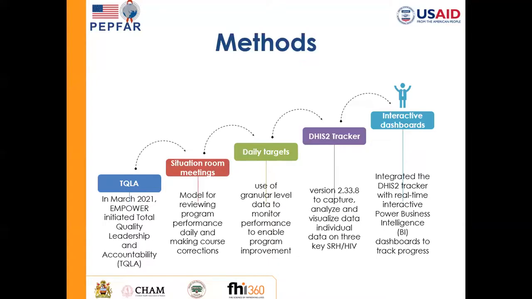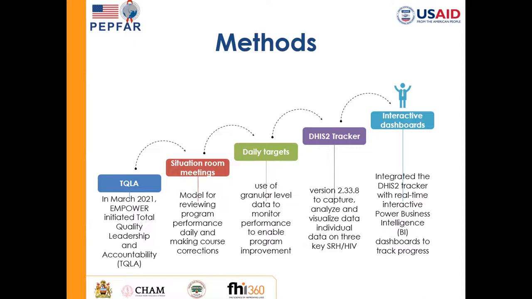And then in terms of the methodology, the project actually started in 2020. But in March 2021, having looked at the challenges that I addressed in the previous slide, we initiated the total quality leadership and adaptability model, which is FHI's model for reviewing program performance. This reviews performance on a daily basis and makes mid-course corrections. These were done through a platform called the situational meetings, a platform for us to review data on a daily basis and use it to make mid-course corrections.